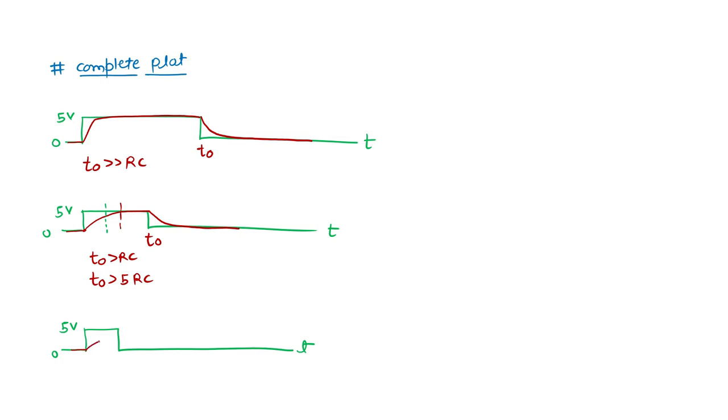If I'm not giving this time, let's say this is only reaching some sort of 3.5 volt. Okay, so I'm not giving the time to reach its final value of 5 volt. In this case, I'm considering that it is somewhere around less than RC or nearly RC, or I will say 2 RC.